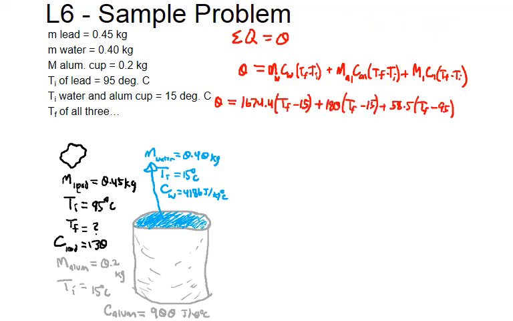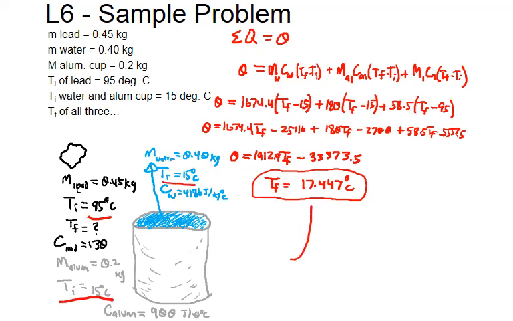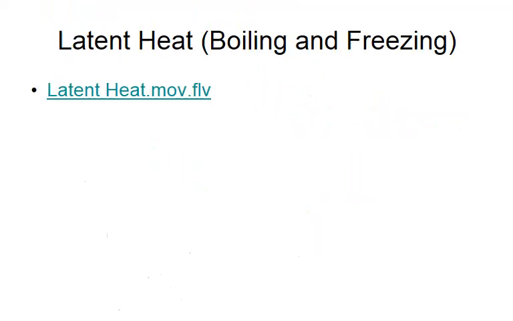All right, so you can check your algebra here if you want to pause it. You should get a final temperature of 17.447 degrees Celsius. So the lead is going to cool down, obviously, right? And then the aluminum cup, which was at 15, and the water that was at 15, are going to increase up to 17.447 degrees Celsius.